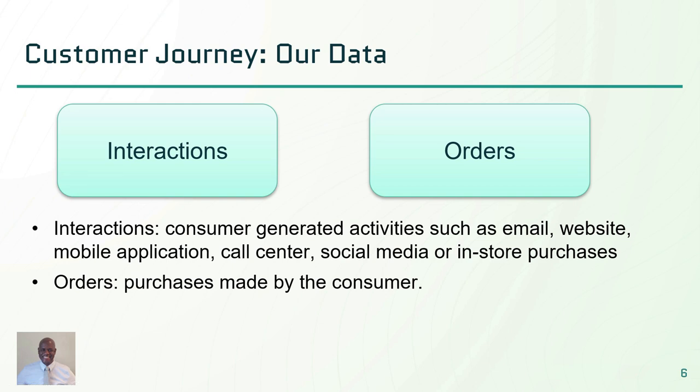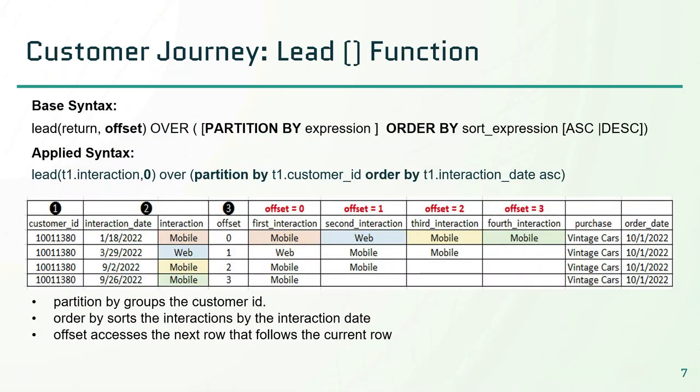So why don't we just dive a little bit deeper and take a look at what we call our lead function. And so our lead function, the base syntax, and as I mentioned before, this is the primary driver in terms of being able to identify or build out the customer journey data set. So you can see here that we have the lead, we have the return value, the offset, the partition by, the order by as well.